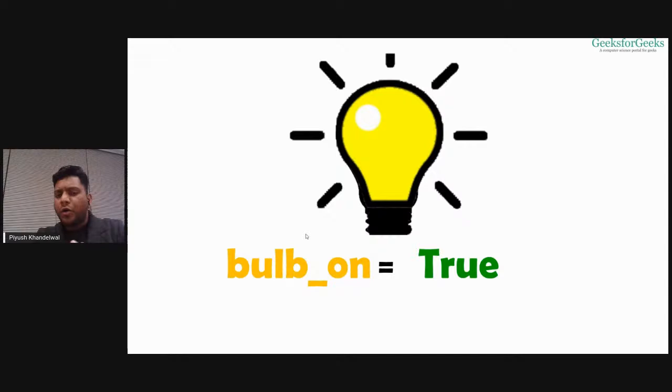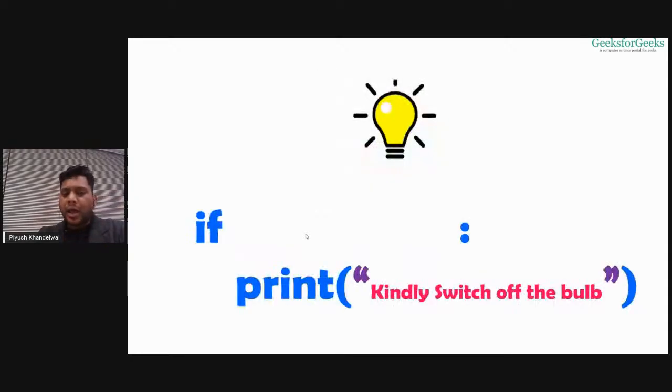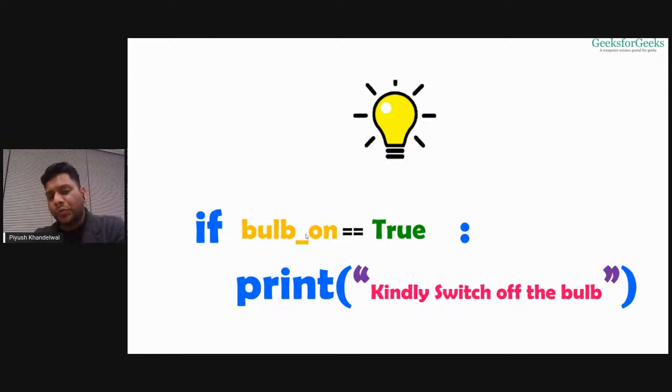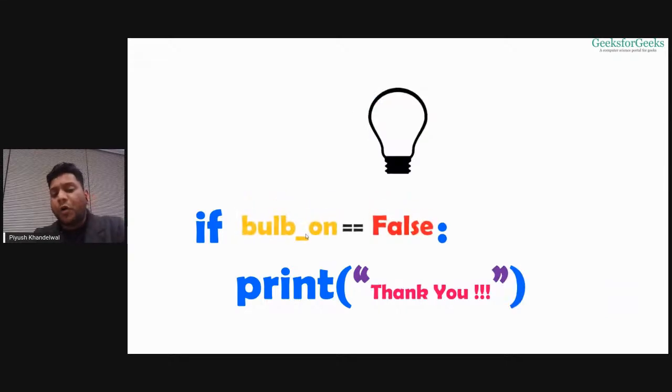Okay. So now if I have a variable bulb on and it's true or false, I can decide whether the bulb is in on state or in off state. So if bulb on is true, it means bulb is in on state. If bulb on is false, bulb is in off state. You're getting this? Now I can write in my if statement, if bulb on equals to true, then print kindly switch off the bulb. If bulb on equals to false, print thank you. Can we do this? I hope this is making sense.